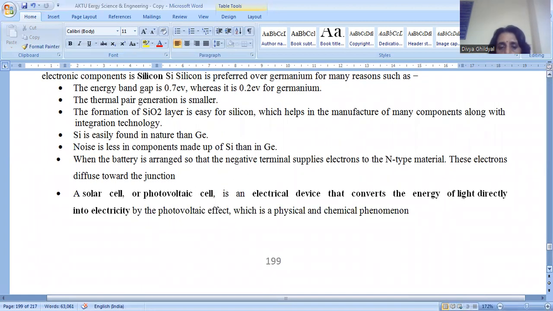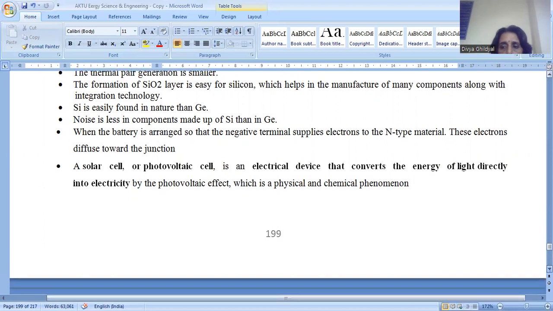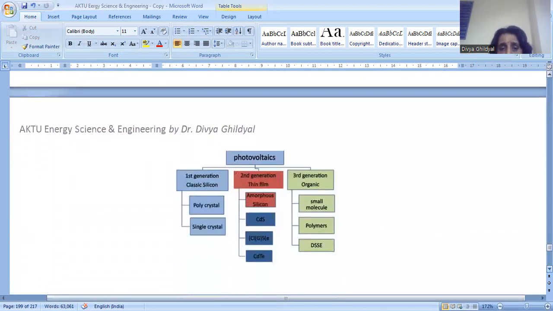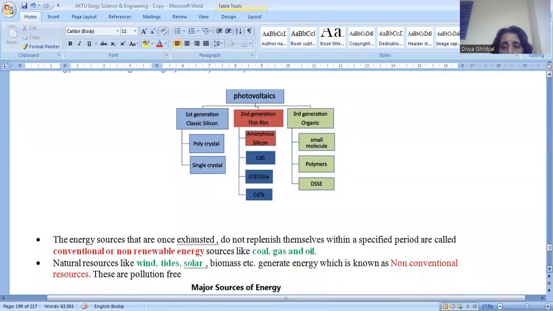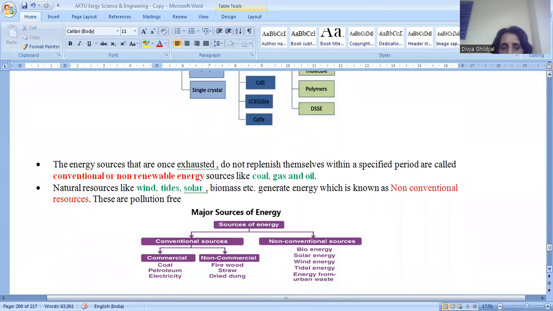Solar cell or photovoltaic cell is an electrical device that converts the energy of light directly into electricity. Three generations of photovoltaic cell. First generation consists of the basic silicon material of polycrystal. Second generation are the amorphous silicon. Third generation are the small molecules, the nano, the quantum dots, etc.